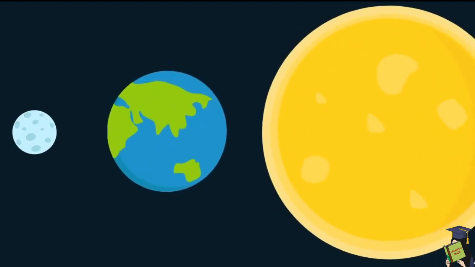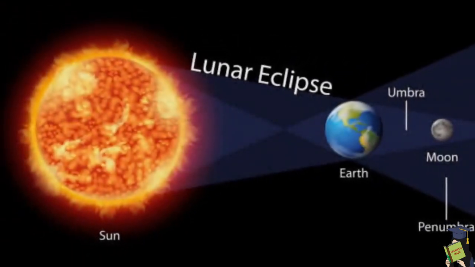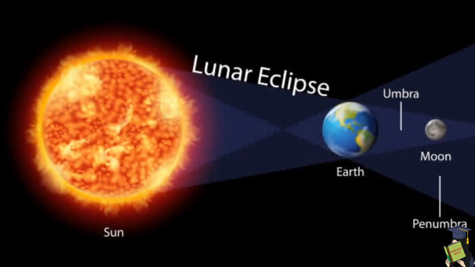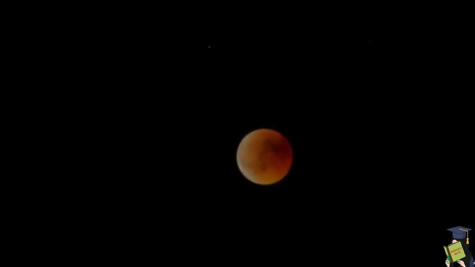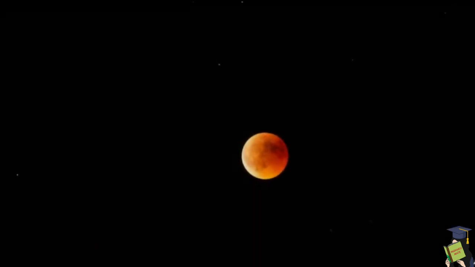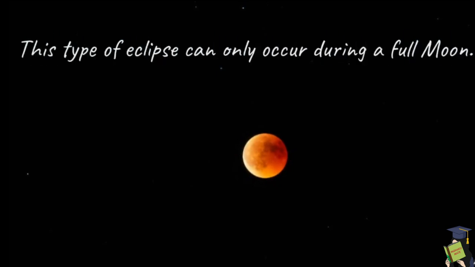When the moon, sun and the earth line up, an eclipse occurs. The word eclipse comes from the Greek word meaning downfall. A lunar eclipse occurs when the moon passes through the shadow of the earth. During this type of eclipse, the moon appears to be a reddish color. This type of eclipse can only occur during a full moon.